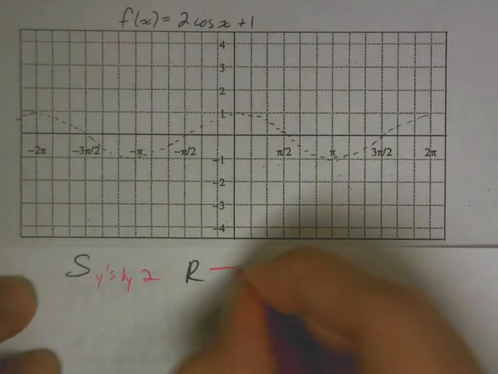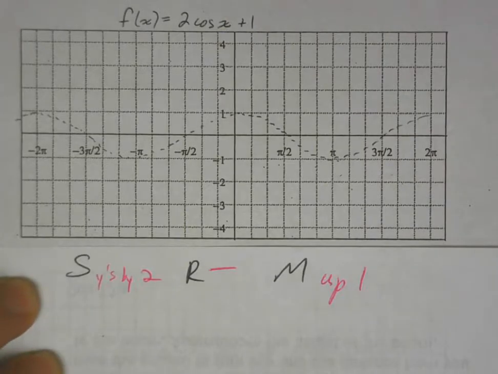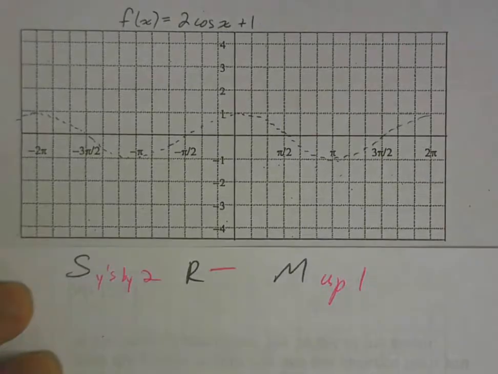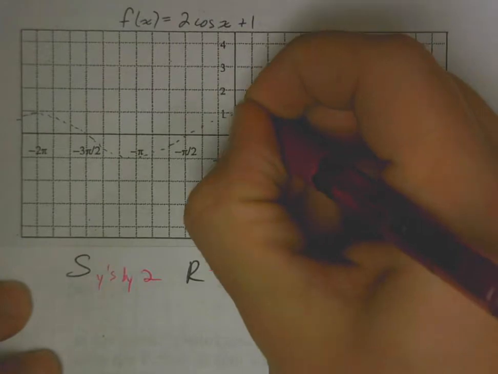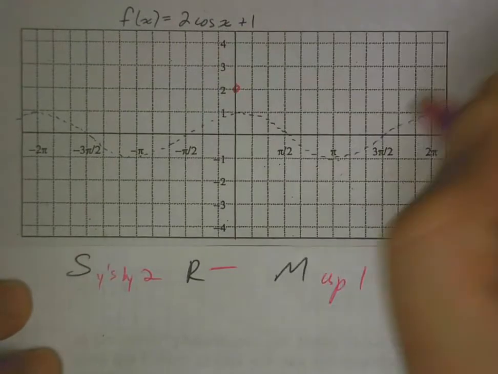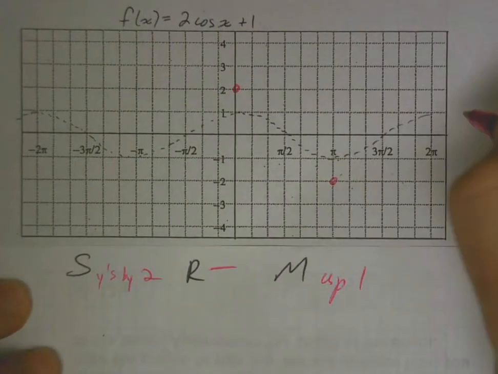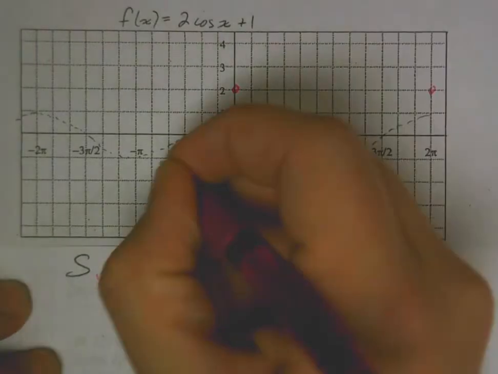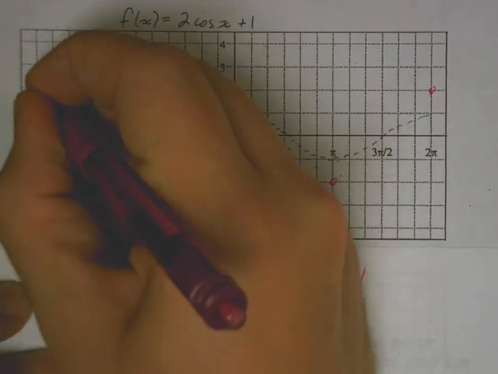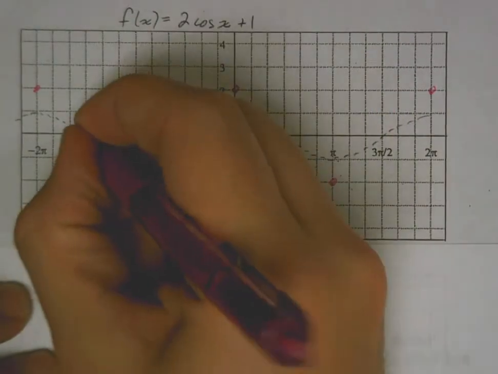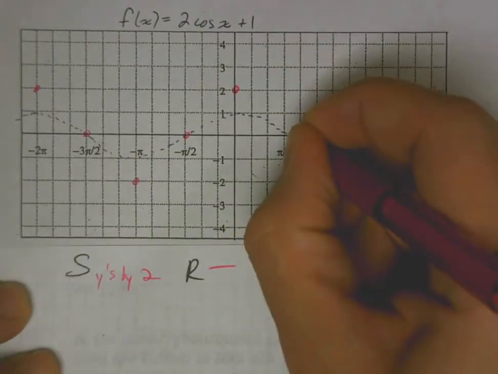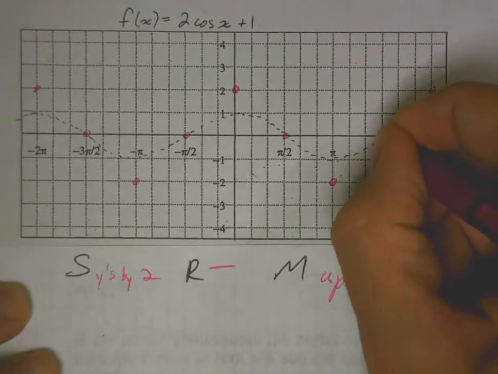So you move up 1. There's no negative, so there are no reflections. So then you're going to take all your y values first and multiply them by 2. 1 times 2 is 2. Negative 1 times 2 is negative 2. And 1 times 2 is 2. So the pink dots are just after multiplying by 2, and 0 times 2 is still 0, so those points will stay right there.